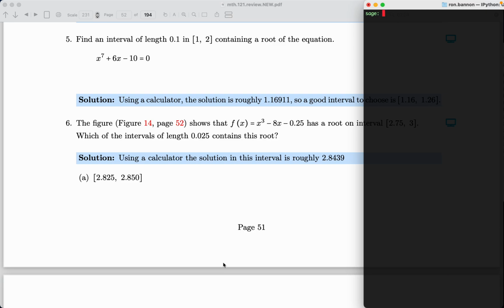I think in fairness, a problem like this one, you'd use a calculator to do this, all right? So let me go through that with you, reset, and we'll go through this one step at a time, defining the variable x, and then assigning f of x, the function, which is going to be x cubed minus 8 times x. Remember, you've got to use the multiplication symbol, and then minus 0.25.